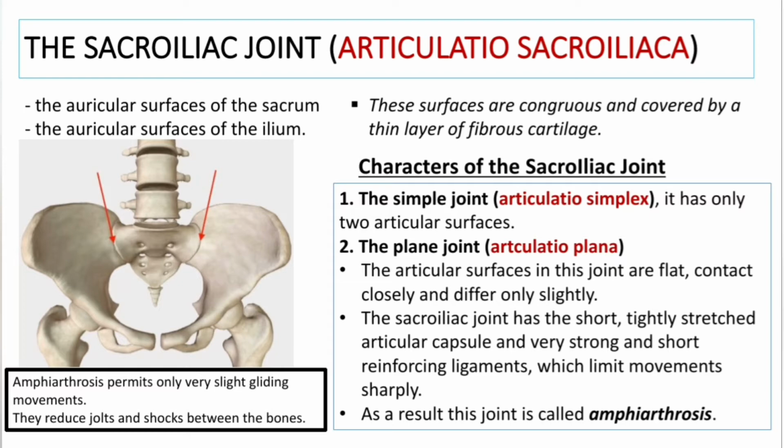The sacroiliac joint has a short, tightly stretched articular capsule and very strong and short reinforcing ligaments, which limit the movement of the sacroiliac joint. Because of this limited movement, it is called amphiarthrosis. What is amphiarthrosis? The joint that permits only very slight gliding movements, and this reduces the jolts and shocks between the bones.